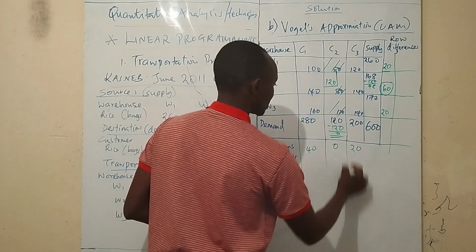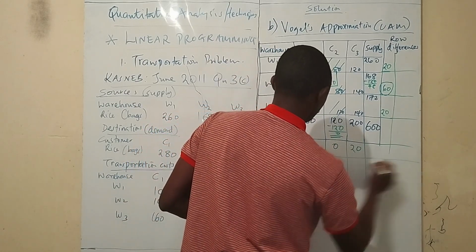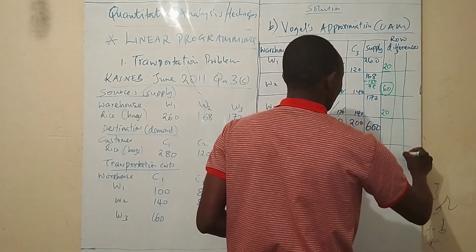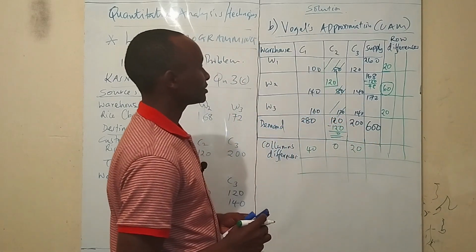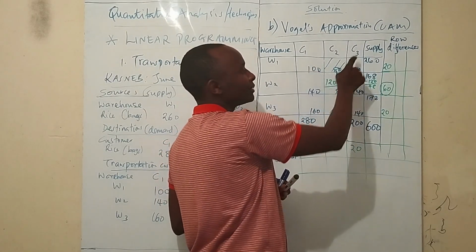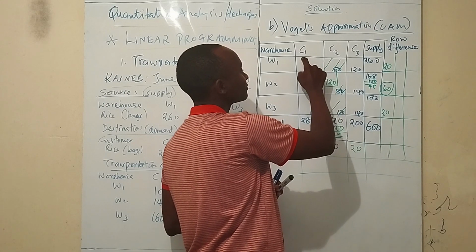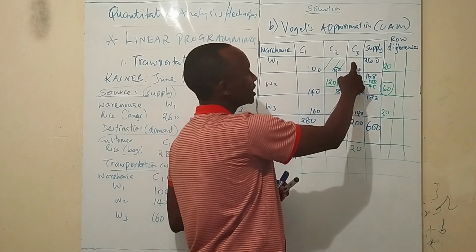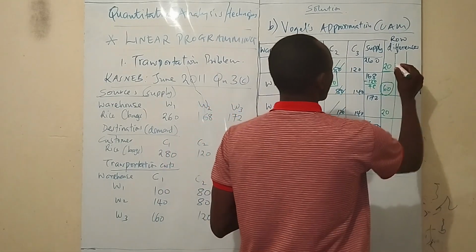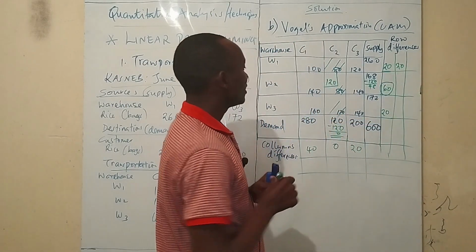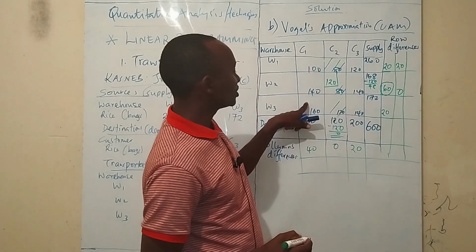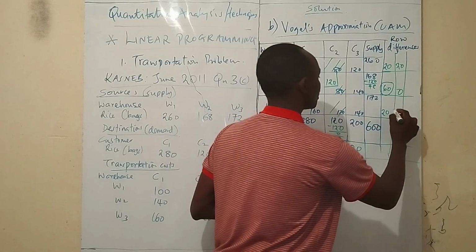Same case applies to this other side. So we are supposed to repeat the same procedure that we used in the first place. So we are supposed to find the row difference here for the remaining costs. So we have the cost of 100 and 120. So the difference of 100 and 120 is 20. You write 20 there. Okay, here we are remaining with 140 and 140. 140 minus 140 is 0. Here we are remaining with 160 and 140. 160 minus 140 is 20.